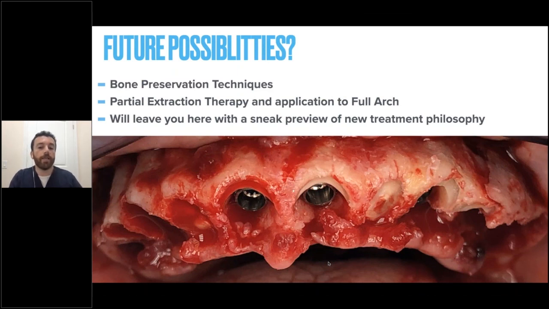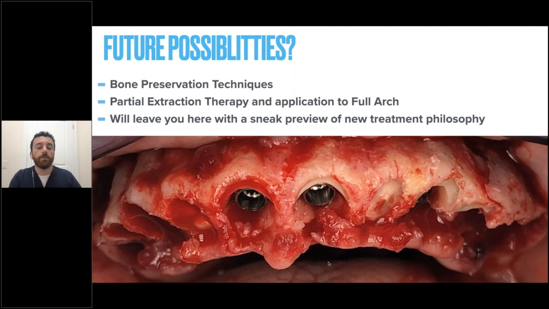In the future, what are future possibilities? These are other techniques that I've started to implement for full arch. This is what I call partial extraction therapy, a technique in which we leave some elements of the teeth or roots in place in order to preserve the tissue architecture. That's a whole other separate topic on its own, but I wanted to give you a sneak preview of what's possible.